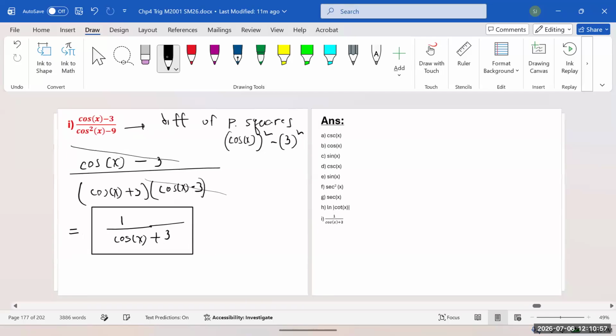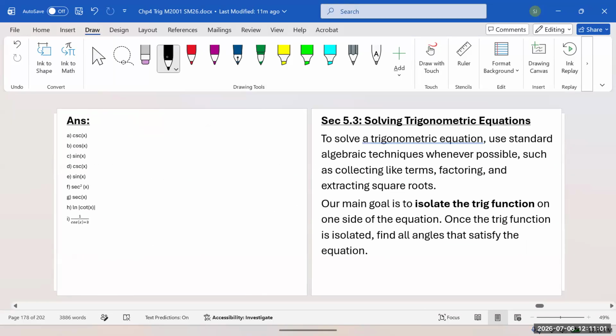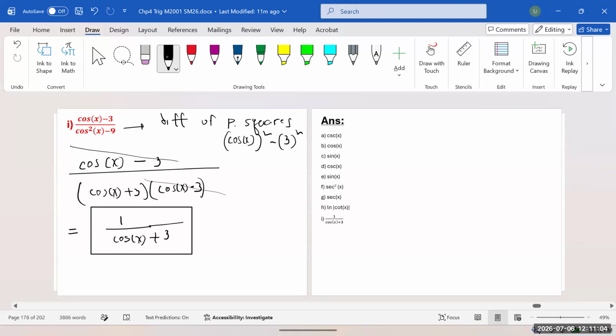With this, we are done with section 5.1. And now we are going to do, can I flip my page? Are you guys done copying?